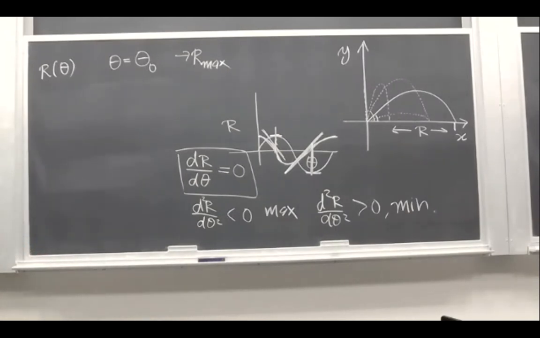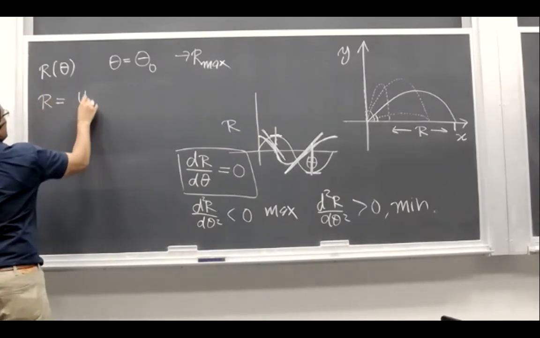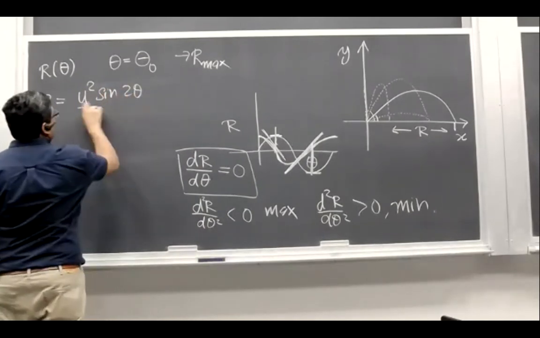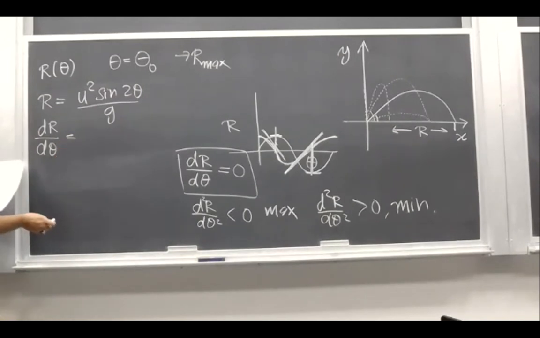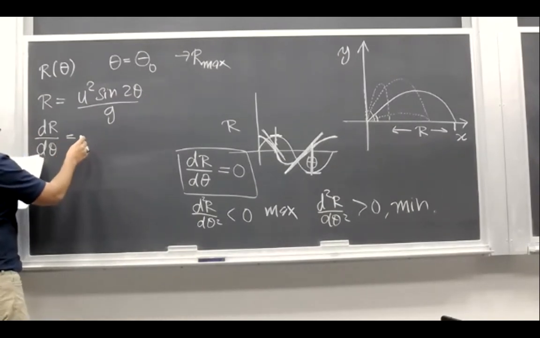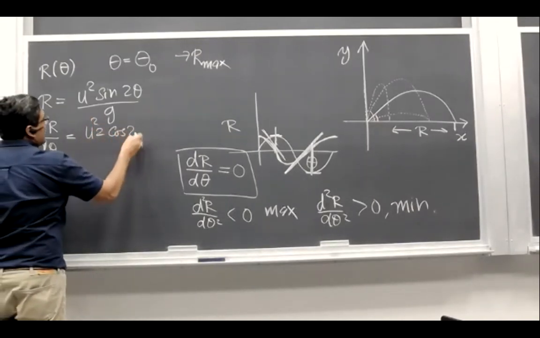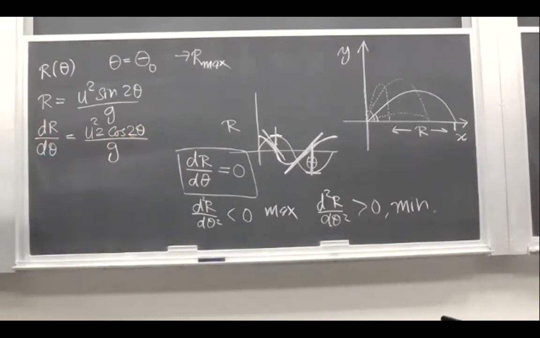Now we have just calculated the formula for range, and range is nothing but u squared sine 2 theta over g. Now let's take the derivative of r with respect to theta. All right. And this turns out to be u squared 2 cosine 2 theta over g, right? And imagine what would be this.